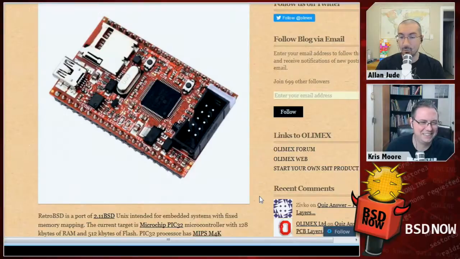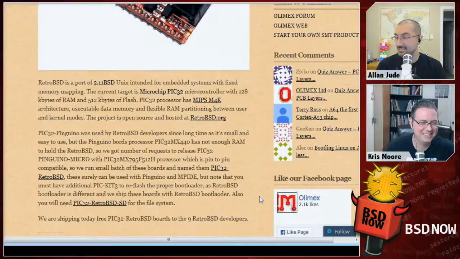So they have RetroBSD, which is a port of 2.11 BSD. You know, not the 4.3 BSD that FreeBSD and NetBSD and OpenBSD are based on. Kind of. This is an old version of BSD, 2.11, and currently the target is the Microchip PIC32 with 128 kilobytes of RAM and 512 kilobytes of flash.